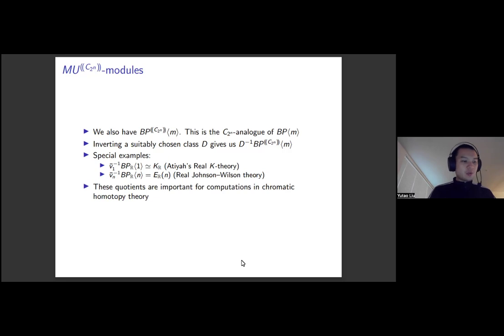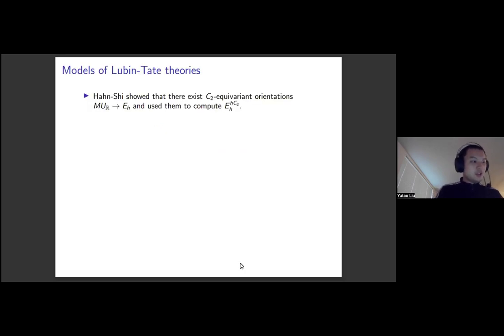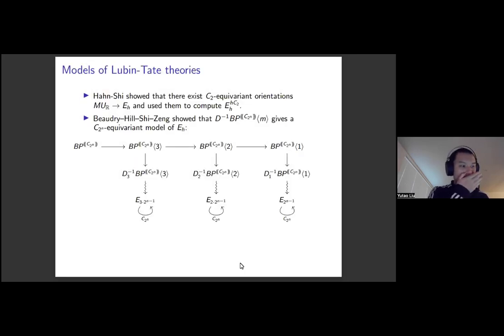Another motivation why such special spectra are quite important is given by Hahn and Shi, where they showed that there exists a C2 equivariant orientation from MU_R to the Morava E theory, and then they use it to compute the C2 fixed points of the Morava E theory. Later, Meier-Shi-Zeng and Hill-Shi-Wang-Xu showed that the periodic version of the quotient of BP_R C_{2^n} gives a C_{2^n} equivariant model for the Morava E theory.